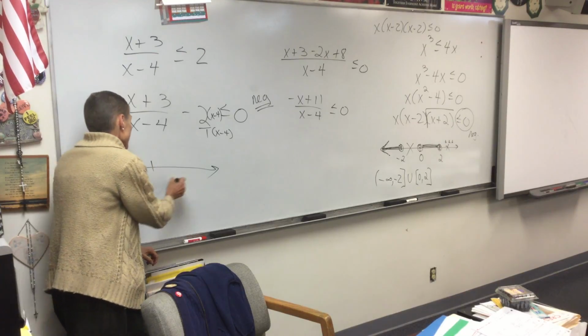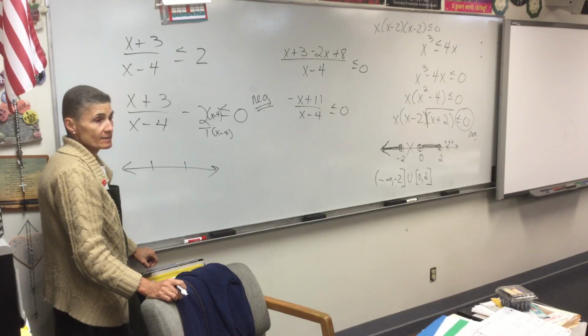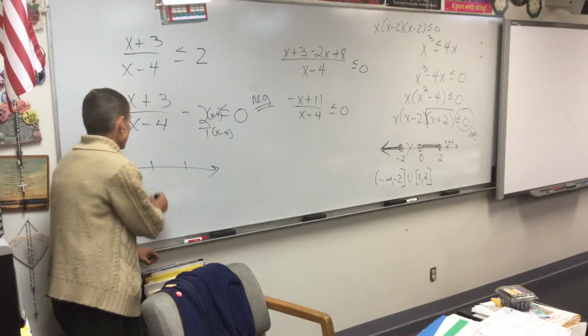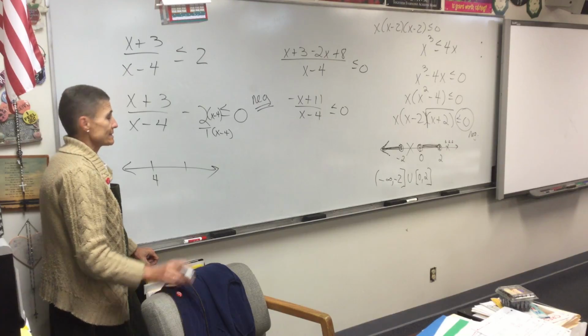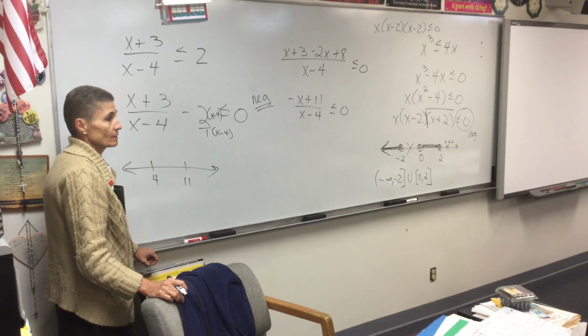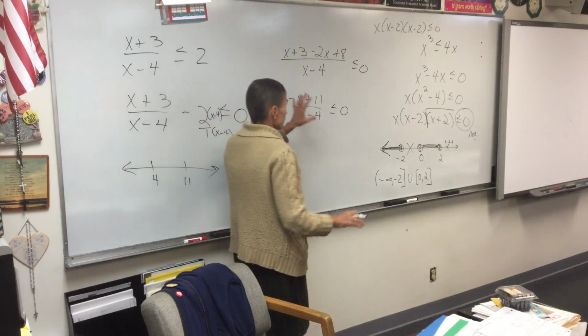Now I'm going to put 2 dots on my number line. I'm going to take a wild guess where the dots are. One of them is definitely at positive 4. The other one is actually at positive 11. That's a negative x. Okay, here's why.